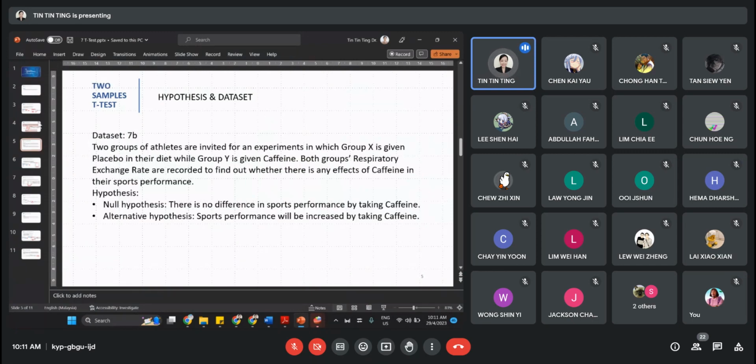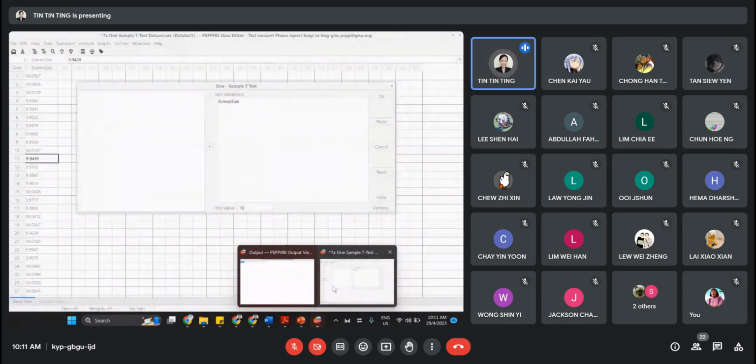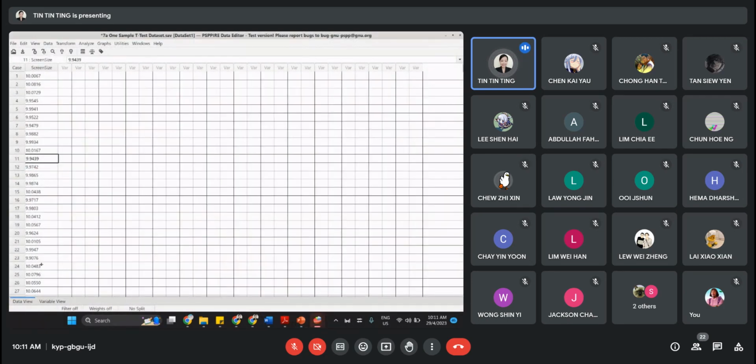Okay, that is the one sample t-test, only one group of sample that we are testing. You're not comparing it with other samples. You are comparing it with a standard measurement.